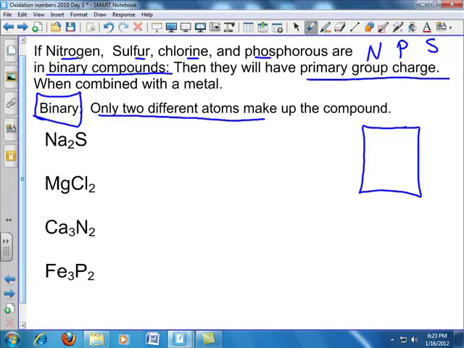But again, if I have this compound, Na2S, and I want to know what the charges of the atoms are, one of the things I talked about is that Na, we've always said, is a +1 charge. Why? Because it's always in group 1. And in this particular case, because you have two +1 charges, sulfur has to be a -2.